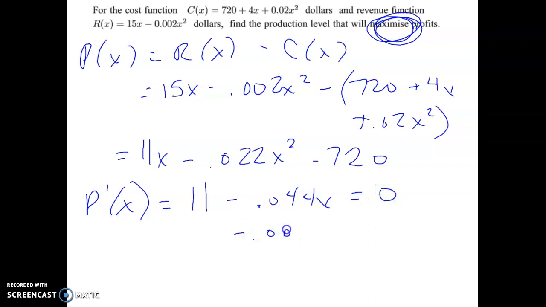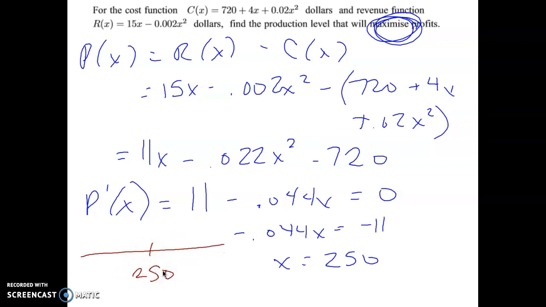So subtracting 11 from both sides. Oops, I put too many zeros. And then I'm going to divide. So negative 11 divided by negative 0.044. And I get 250. Okay, so again, I'm not going to assume that that 250 is what I want. I'm going to do a little sign diagram to make sure.